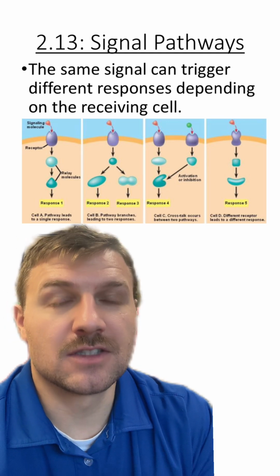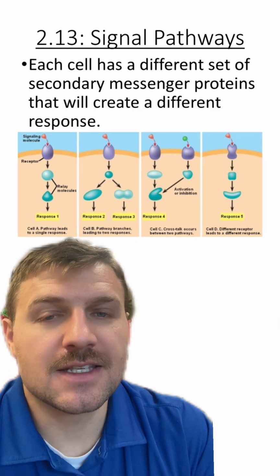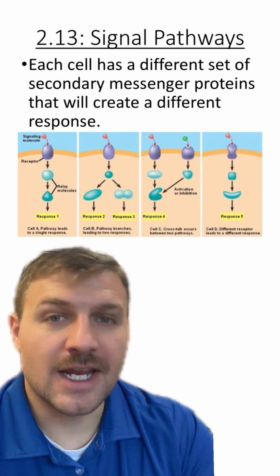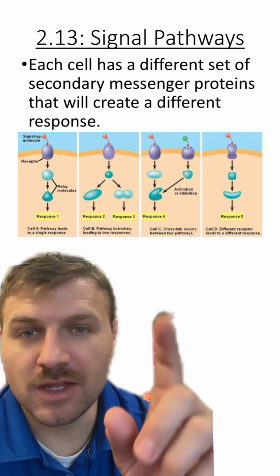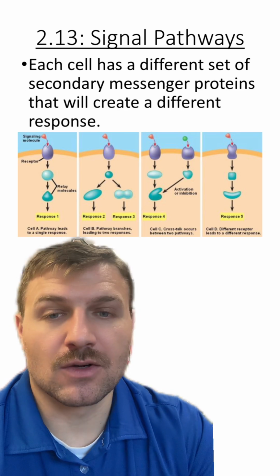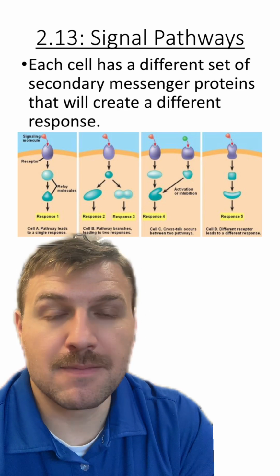This is because each type of tissue or type of cell needs to respond differently to a specific signaling molecule. And this is because each cell has a different set of secondary messengers that will actually create that response. As you can see, in each one of these cells, there are different types of secondary messengers that are going to create some different cellular response based on what is needed by that cell.